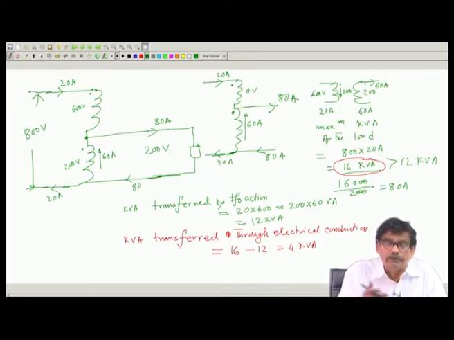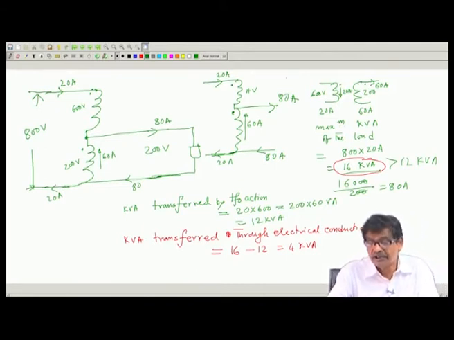It is very easy to calculate how much is transferred by transformer action, and from the total kVA I will subtract that to figure out how much is conducted by conduction. Of course, these are the only two connections I have discussed. You try on your own how differently you can connect these two coils in series, applying appropriate voltage, mind you, to the windings to get how much kVA, how much current.